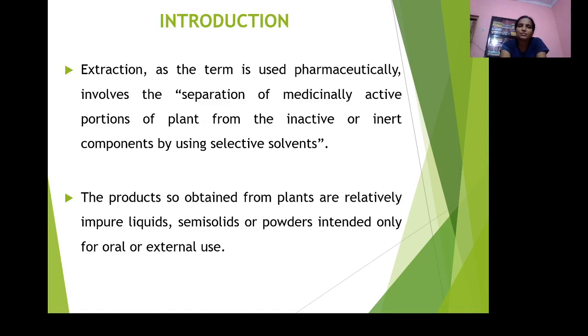Basically, in the introduction, what is meant by extraction? Extraction is nothing but the separation of the medicinally active portion of the plant from the inactive or inert components by using a selective solvent. It means the separation of medicinally active chemical constituents of the plant by using different solvents. That process is called extraction, and the products obtained from the plant are relatively impure, in the form of liquid, semi-solid or powders, and they are used for oral or external use.